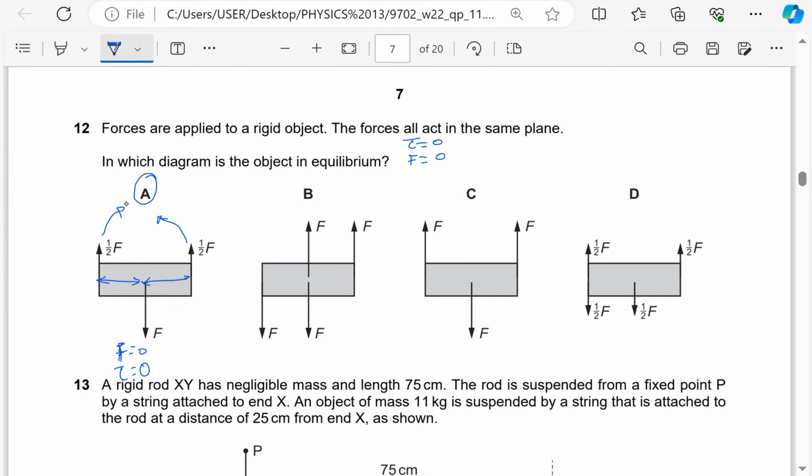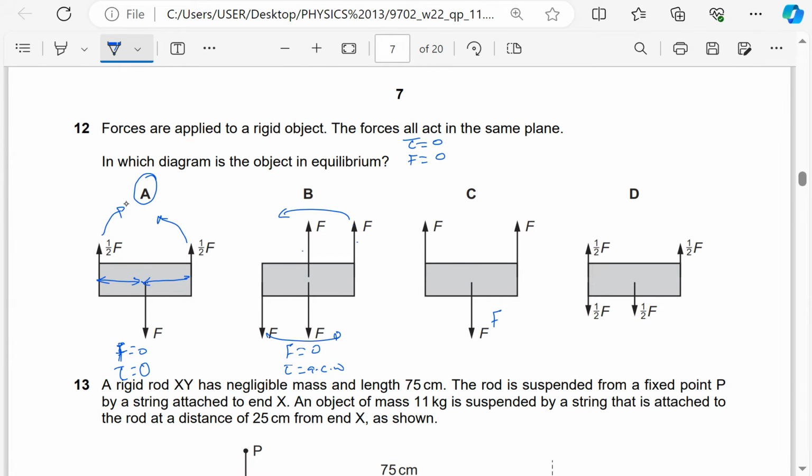I can check B. In B, the resultant force is 0, but the resultant torque, this one is pulling anticlockwise, this is also pulling anticlockwise, so the resultant torque is going to be anticlockwise. F and F have no moment about the center, but the other F at the extreme end causes the rigid body to rotate anticlockwise. This is wrong because the resultant torque is not 0.